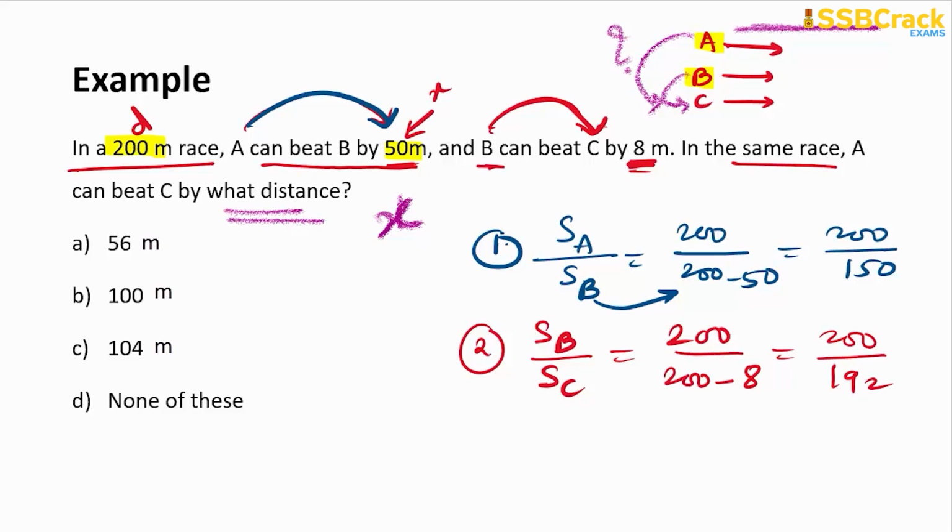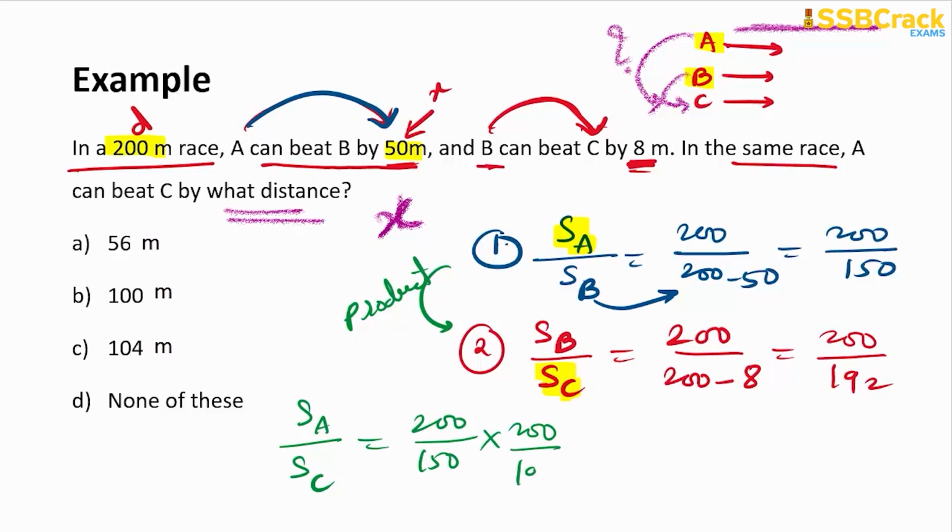But we need to find the ratio of SA to SC, right? And hence we have to take the product of 1 with 2. We have to take the product so that we can cancel this SB and get the SA. So SA upon SC will come out to be 200 upon 150 into 200 upon 192. And here, try not to simplify the 200, because you shall have the form of the formula D by D minus X always, to know the required distance by which the person is getting beaten by another person. You are getting my point?